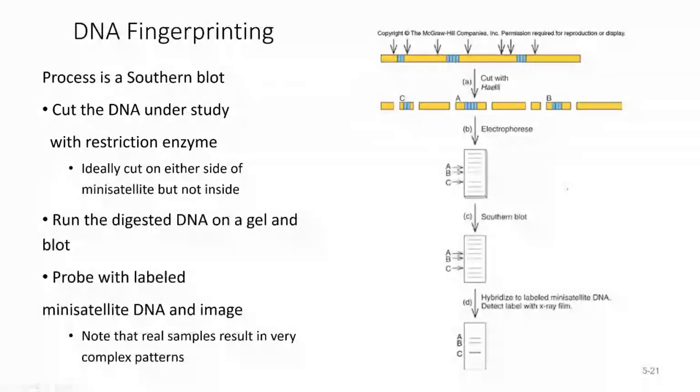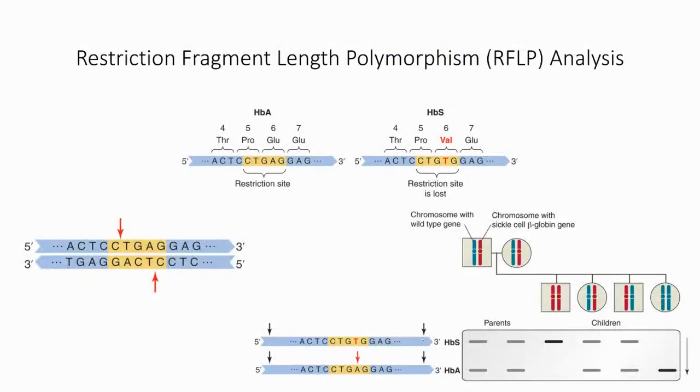And then DNA fingerprinting was developed from the Southern blot. Basically, you cut the DNA under study with a restriction enzyme, then run the agarose gel and transfer to the membrane. Then you use a specific labeled DNA probe to identify the presence and the size of the fragments so that you can have this DNA fingerprinting. Okay.